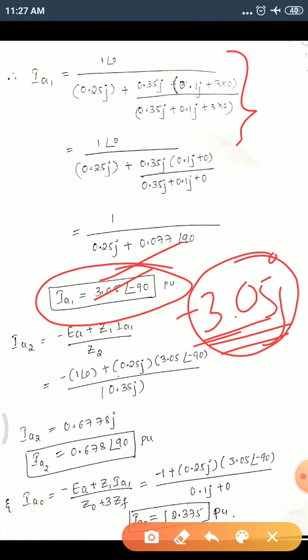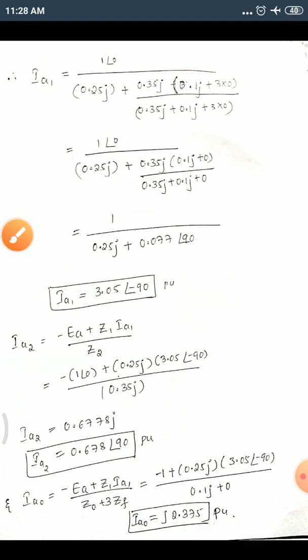Next, let's take IA2. They have asked us to calculate the subtransient current, so IA1 is enough, but afterwards they have asked for the line to line voltages also, VAB, VBC, VCA. To calculate that, first we need to calculate the phase voltages. To calculate phase voltages, we first require the symmetrical components. Since you have calculated IA1, let's calculate IA2. You know this formula also, right?